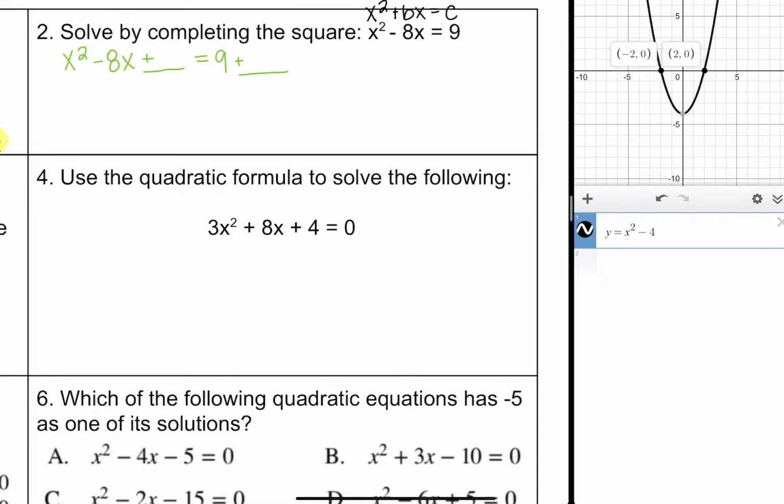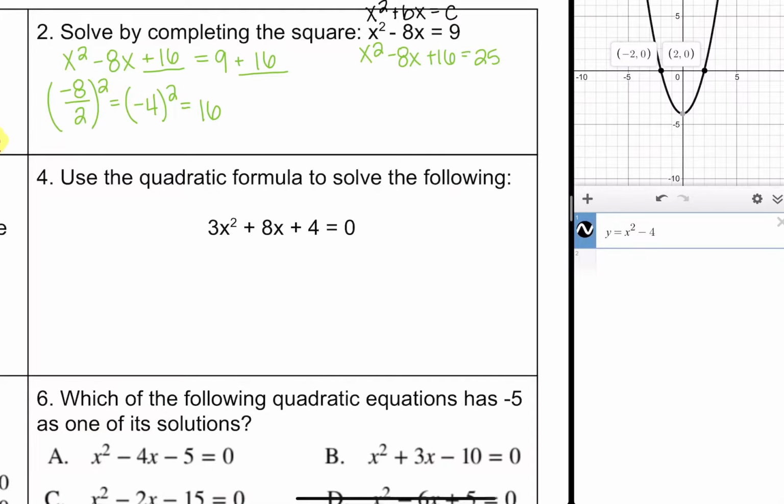We find that number by taking half of b, so the b value is -8, divide that by 2, so take half of it, and then square that number. So that gives us -4 squared, and -4 times -4 is +16. So we're going to add 16 to both sides. All right, so that gives us x squared minus 8x plus 16 equals, and then 9 plus 16 is 25.